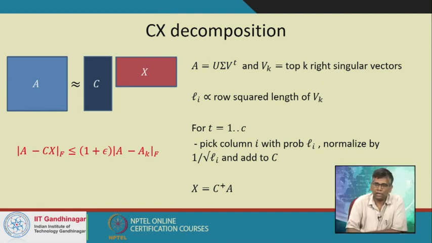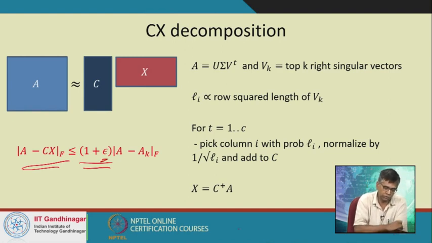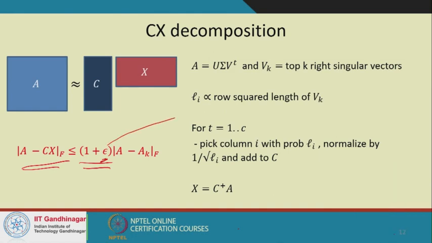And what we'll be able to show is that both in the linear regression case that we saw before, and in the CX decomposition case that we're seeing now, we'll get a 1 plus epsilon approximation. Of course, in order to show such a result, the epsilon has to figure in the number of samples that you choose. Only when the number of samples depends on epsilon and delta will you be able to show that with probability 1 minus delta, A minus Cx is not more than 1 plus epsilon times the optimal error. And we'll be able to get a similar guarantee for linear regression.